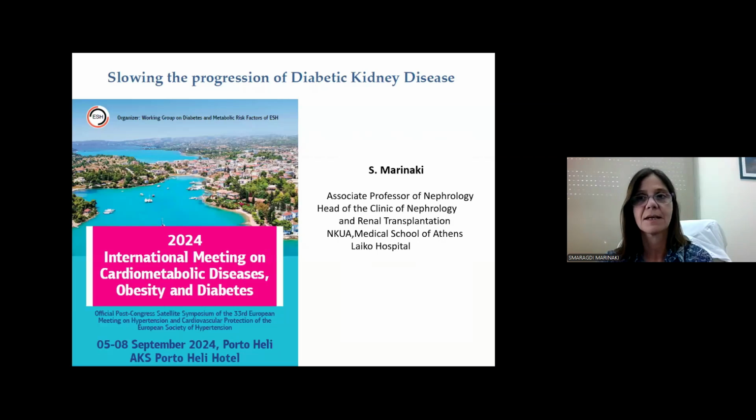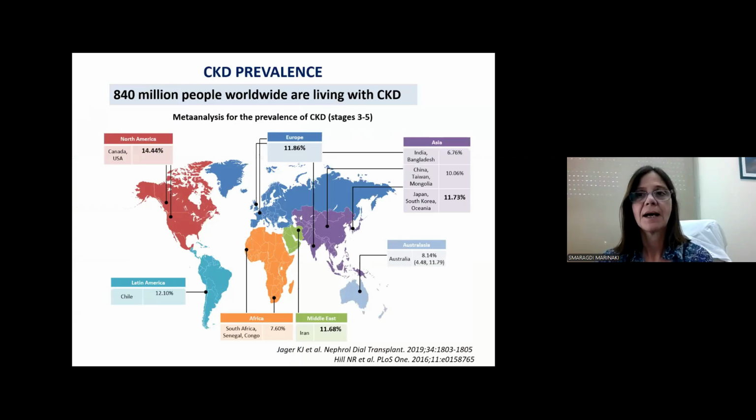The topic, as Vasilis said before, is slowing the progression of diabetic kidney disease. As we said also before, CKD prevalence is very high. About 840 million people worldwide are living with CKD, and the percentage across the different continents varies between 8 and 15%. This is according to a meta-analysis for the prevalence of CKD stages 3 to 5. If we also include stages 1 and 2, which are often undiagnosed, of course, this prevalence is much higher.